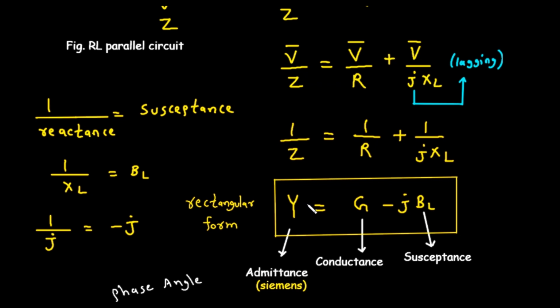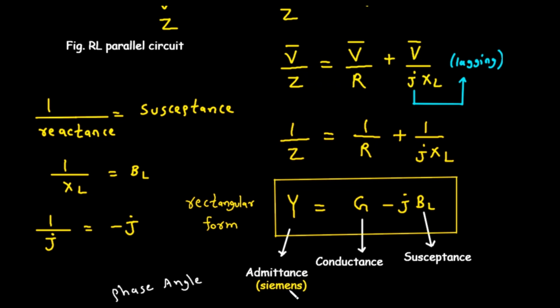The image introduces these terms. The reciprocal of impedance, 1 over Z, is called admittance, and it's represented by the letter Y. Its unit is the Siemens. Admittance is the measure of the total ease of current flow in the circuit.